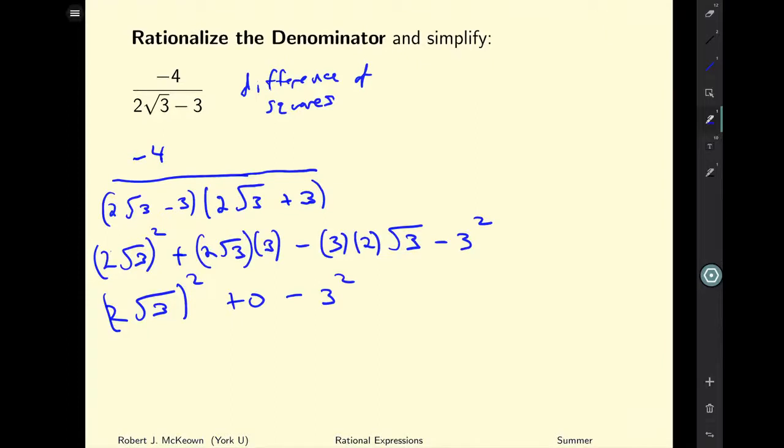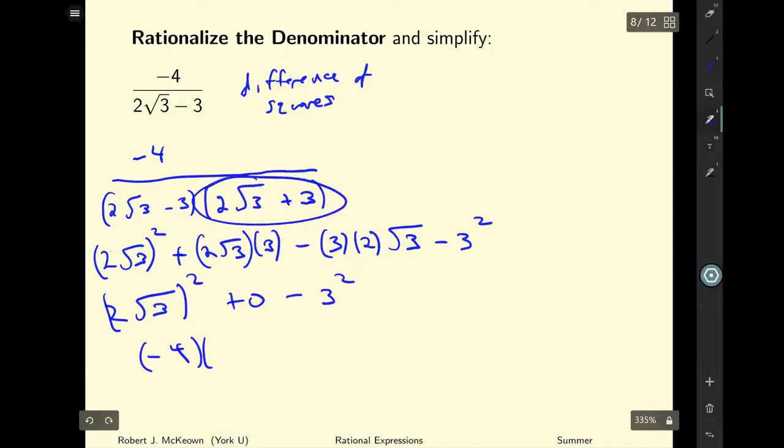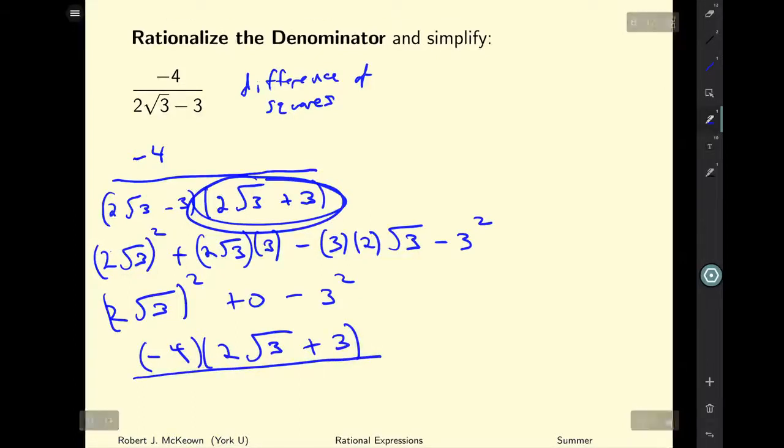Now I have completely forgotten the numerator, so let me rewrite this out. We've got negative 4 times this thing right here. Right? As long as I multiply the numerator and denominator by the same value, I don't change the expression. And that's divided by this thing.